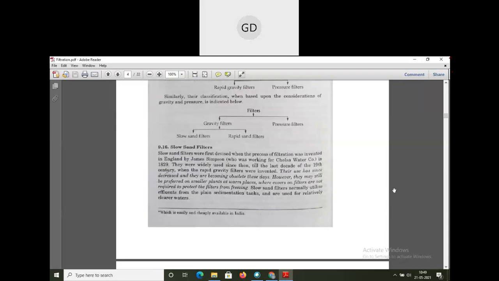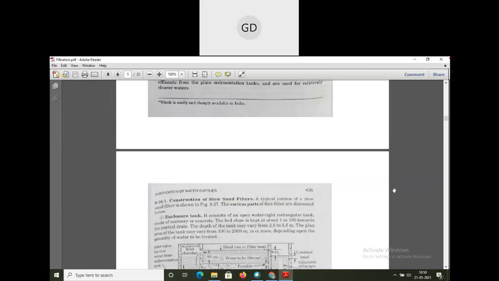I already told you, nowadays slow sand filters have become obsolete. Municipal supplies are not using slow sand filters to treat water, but still in some smaller plants, or at warm places where the filters are not required to be protected from freezing, slow sand filters are still used.